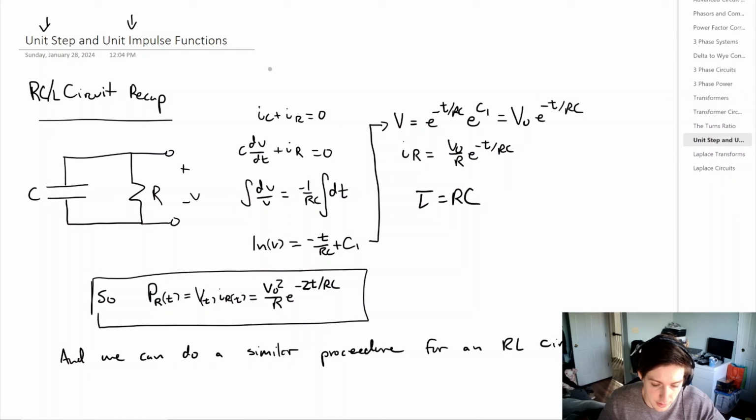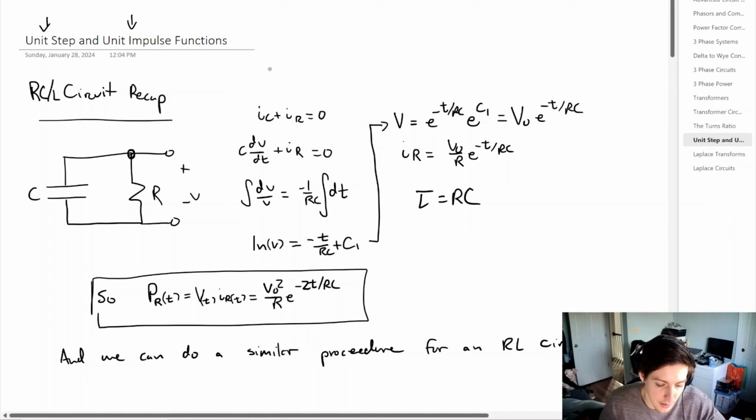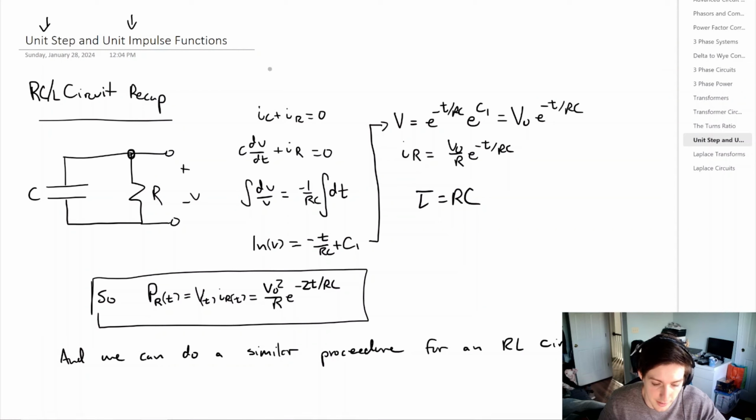So we can simply say that the current for the capacitor is equal to the current for the resistor. So if we have a node between the capacitor and the resistor, we simply set up a KCL as follows. And we're going to use the fact that the displacement current for a capacitor is equal to the capacitance times the time derivative of the voltage over the capacitor.